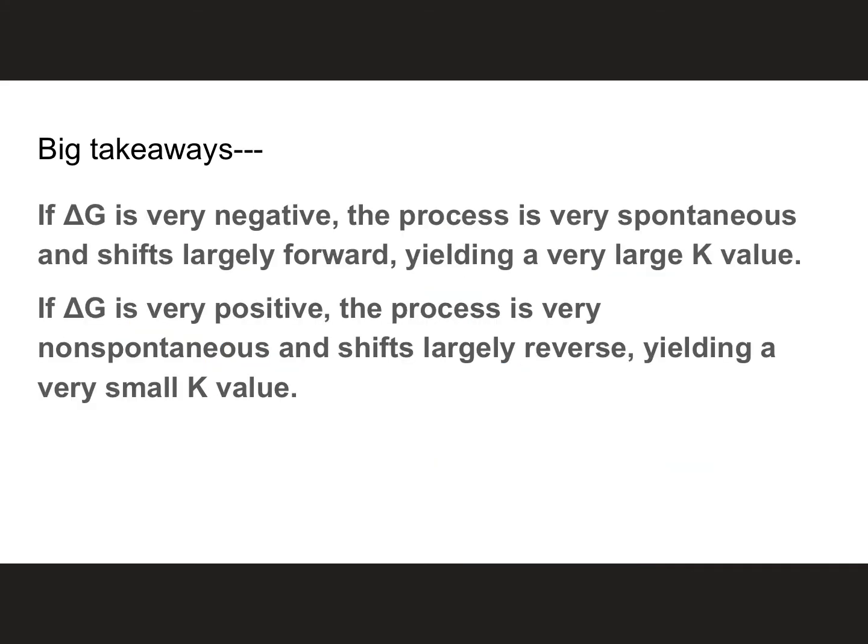So here are the two big takeaways. If delta G is very negative, that means the process is very spontaneous. If it's very spontaneous, it goes forward a lot and has a large equilibrium constant. If delta G is very positive, the system does not go forward. In fact, it shifts to the reverse a lot, and we have a very small K value. Those are the two biggest takeaways from this relationship between delta G and K.